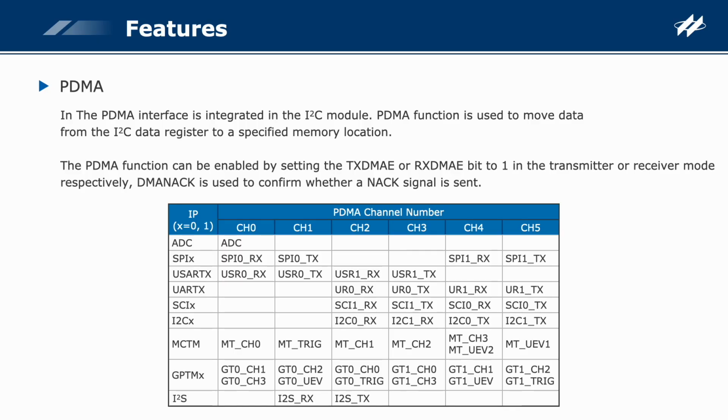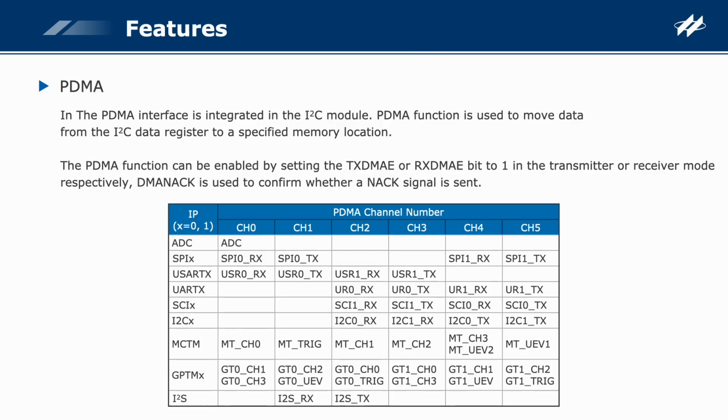In the master receiver mode, if the DMANACK bit is set to 1 and the data has all been received and moved using the PDMA interface, ANACK signal will automatically be sent out to terminate the data transfer.